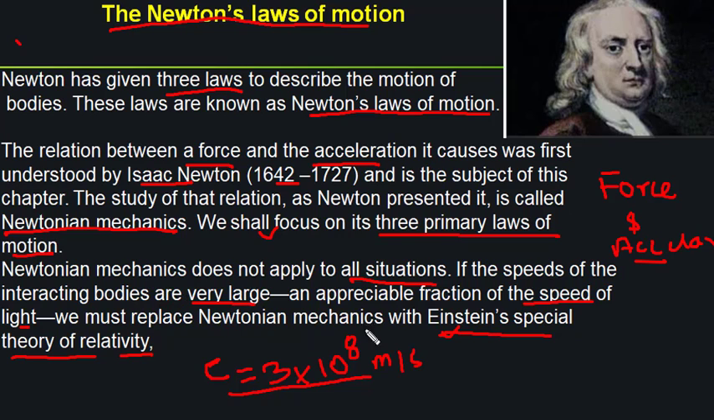But for all practical purposes in class 9th, these laws will be applicable because we will be learning about objects of very slow speed, like 3 meters per second, 5 meters per second. You can compare 3 meters, 5 meters to 3 into 10 to the power 8 meters per second. So this slide is saying that there are 3 Newtonian laws. They are basically a relationship between force and acceleration, and they are not applicable in all situations.